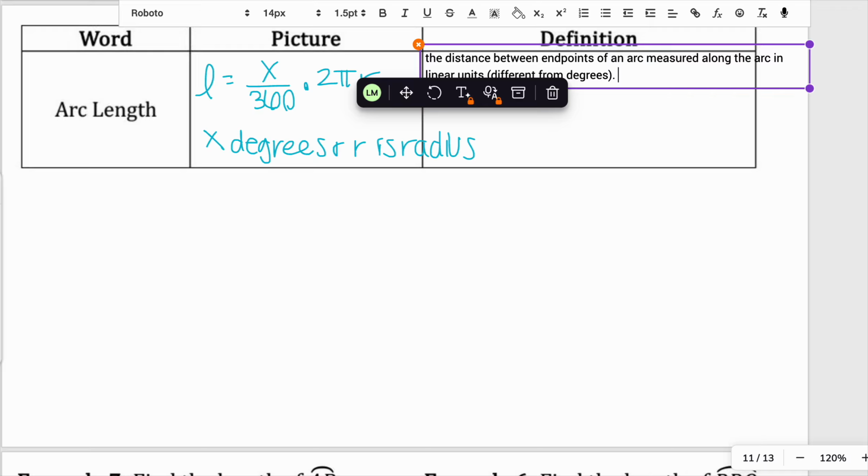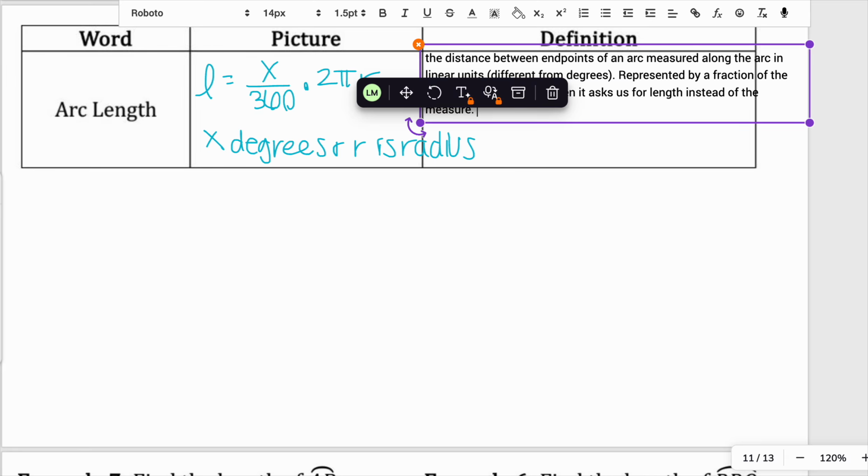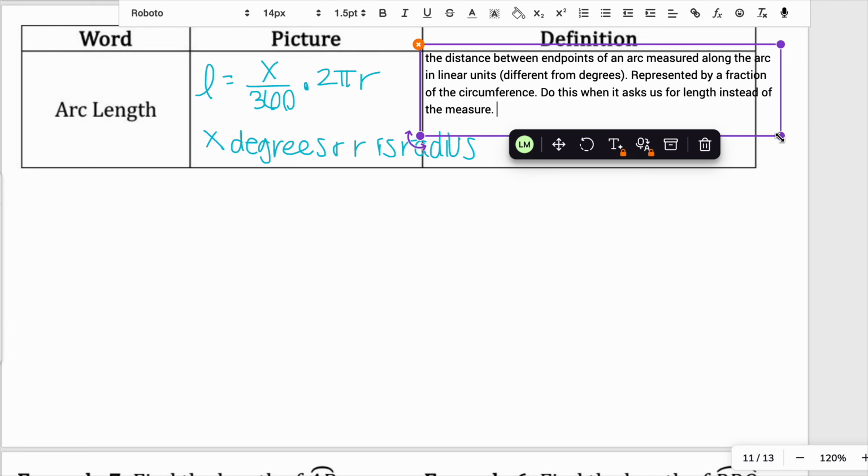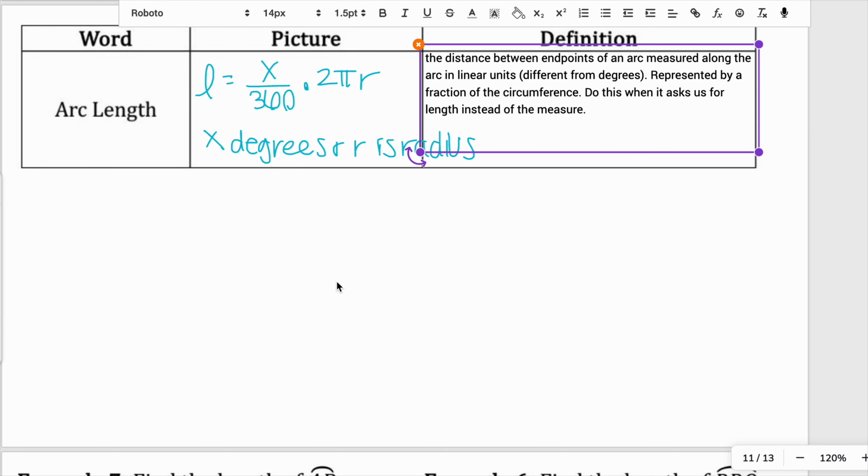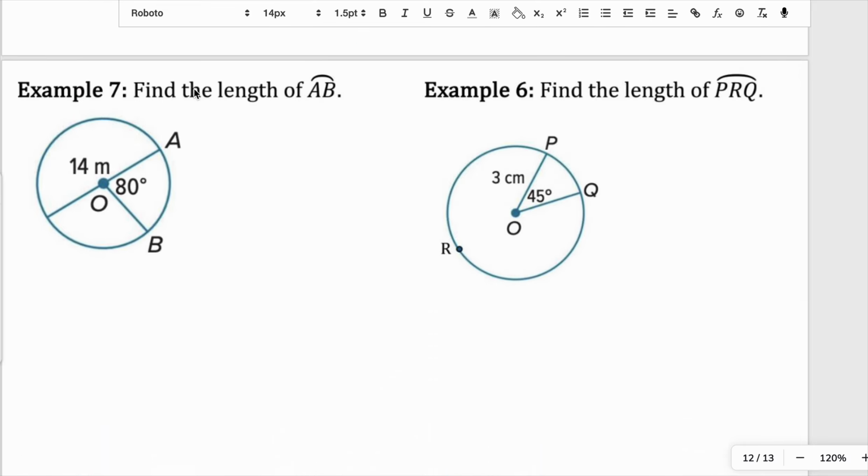This is going to be represented by a fraction of the circumference, which is why we see that x out of 360 is times the circumference. We do this when it asks us for length instead of the measure. So when it says, hey, find the length of this arc, this is what we're going to use, not the measure. So the measure is going to be your degrees, but the length is going to be using this formula. So we're going to try that with example 7.